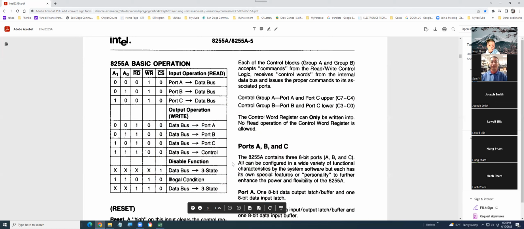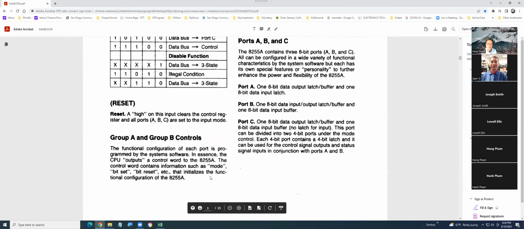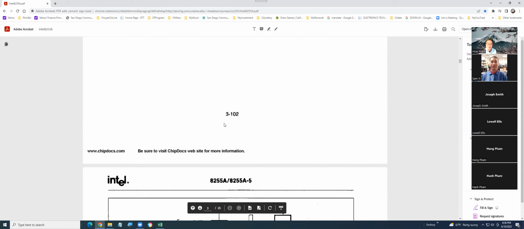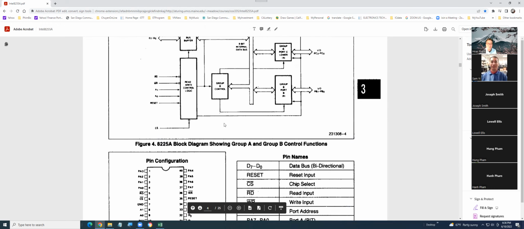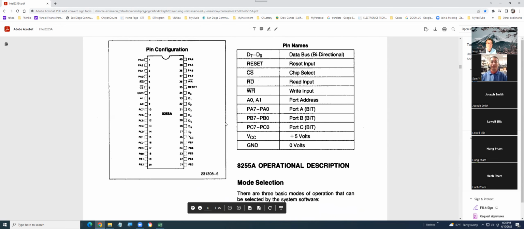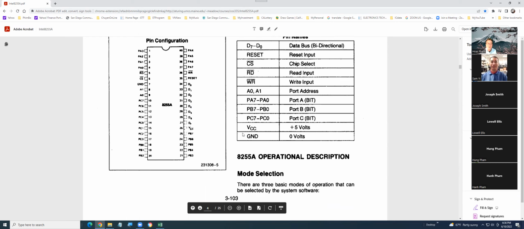Normally, if you're not using the IC, port A, B input, and the data bus will be tri-state. Okay? That means too many things for you to read, but basically we don't care about that. I'm telling you what we need. It's just a pin number.